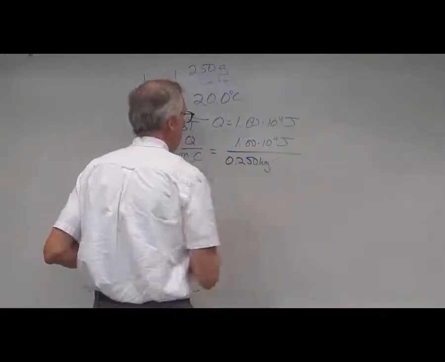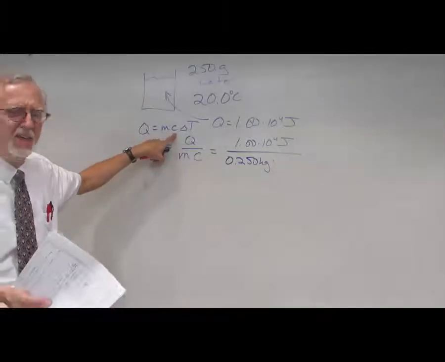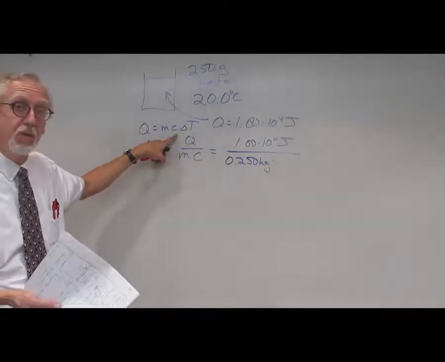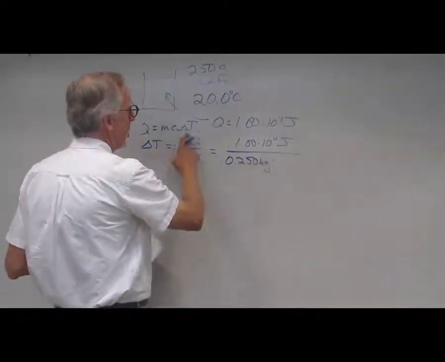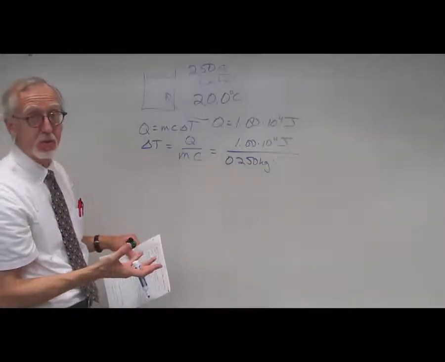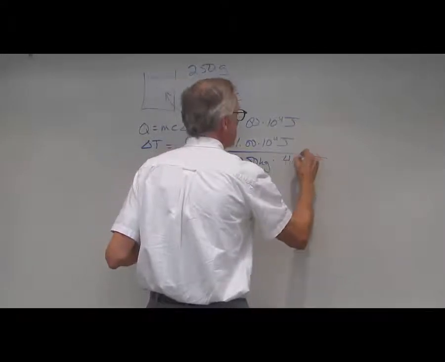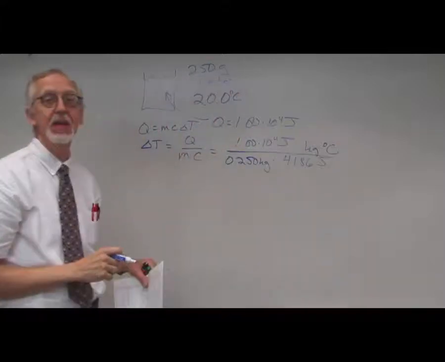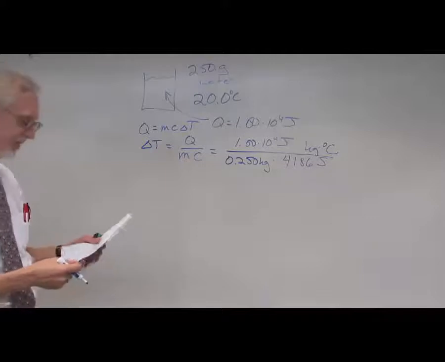0.250 kilograms, times C, the specific heat of water. Now actually I said that it requires 1 calorie to increase the temperature of 1 gram of water 1 degree Celsius. So it turns out then that for 1 kilogram, that would be 1,000 calories, 4.186 joules per calorie, or 4,186 joules per kilogram degrees Celsius. So that is the specific heat of water, 4,186 joules per kilogram degrees Celsius.